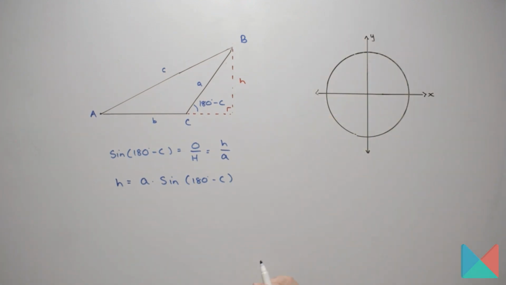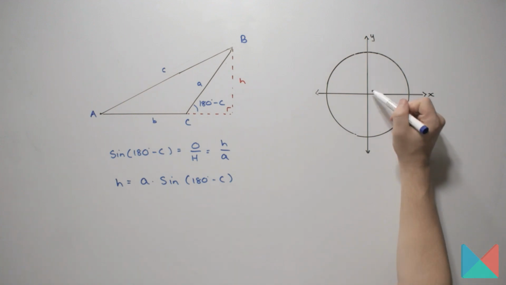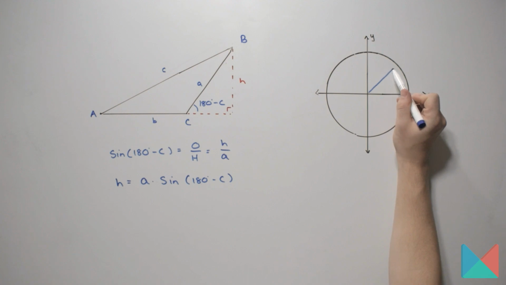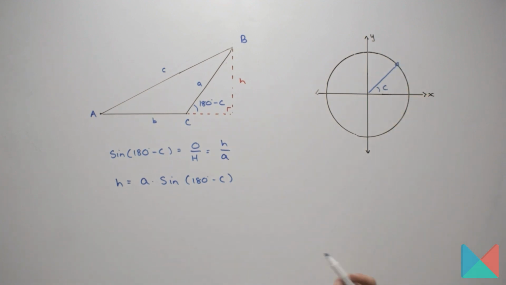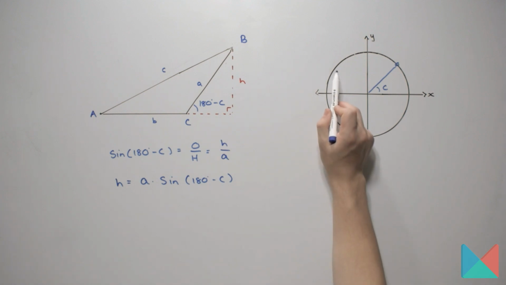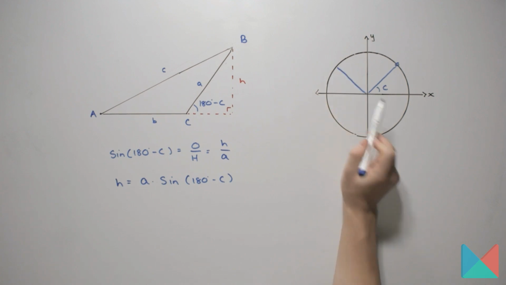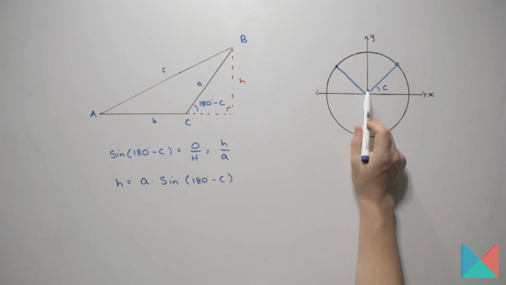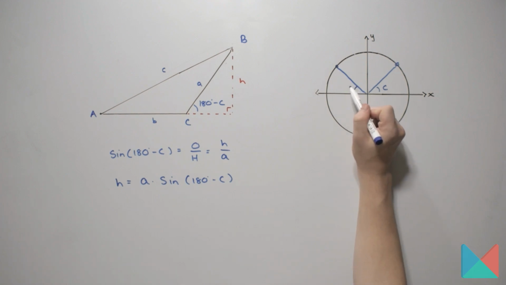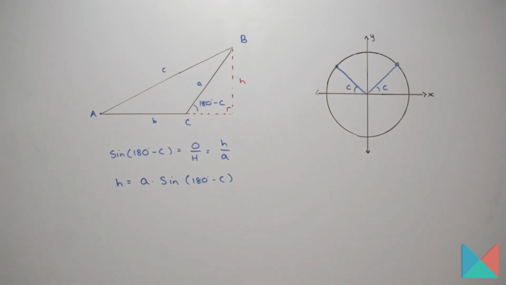So here we have a unit circle, and we're going to label in an angle C. So suppose this angle is C. And we're going to draw in another angle, 180 degrees take away C. So this angle here is 180 degrees take away C. And if that's the case, then this angle must be C also.